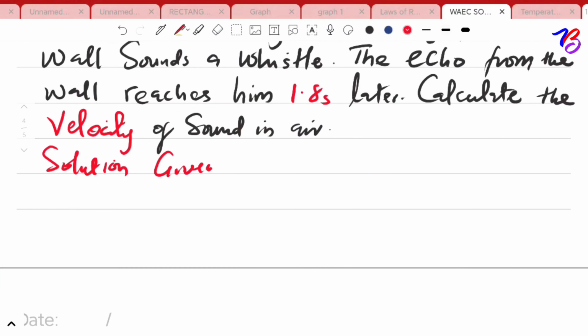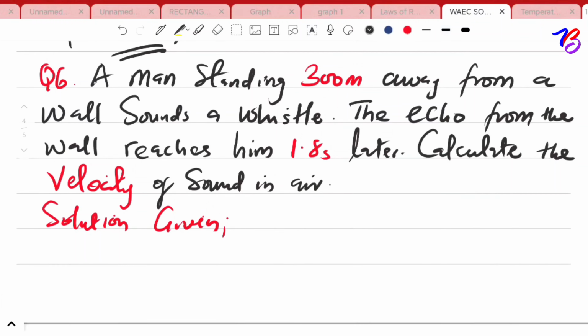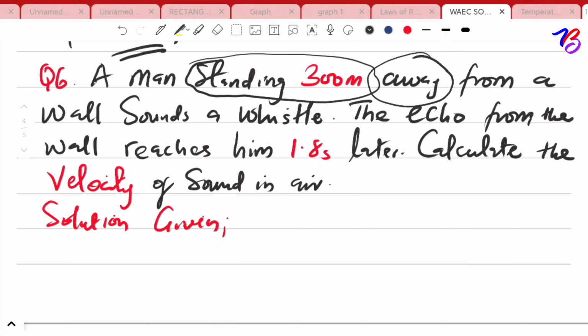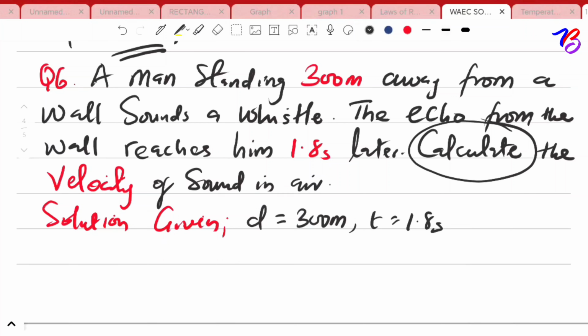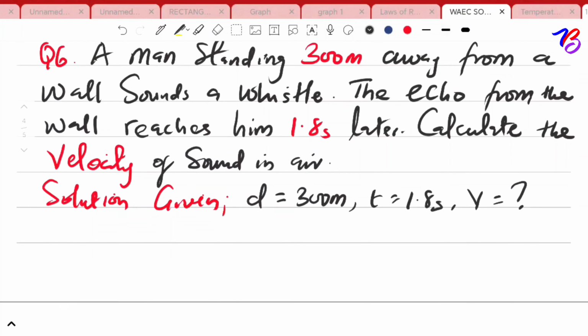So the three components from here: we have our velocity, we have our time, and we have our distance. From this question, we have our distance d is equal to 300 meters. Then we have our time to be 1.8 seconds. Then we have our v, which is velocity, to be unknown. So calculate velocity of sound in air. Hence our v is equal to question mark.